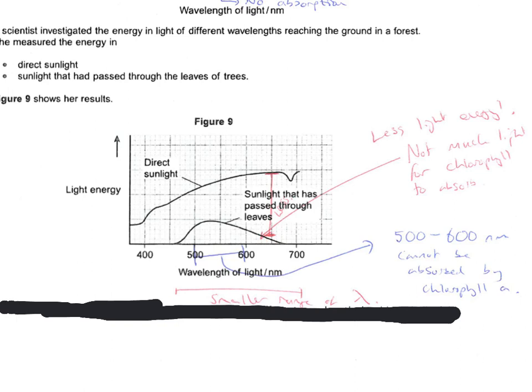And we know from the graph above that these wavelengths between 500 and 600 are no good to the vast majority of plants because they cannot be absorbed by chlorophyll A. So you're talking a very, very small amount of wavelengths over here that can be used by chlorophyll A to excite a pair of electrons.